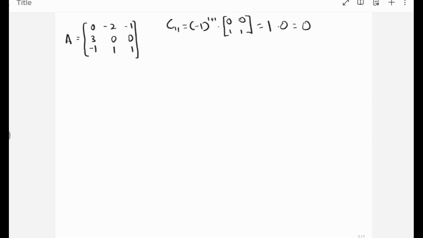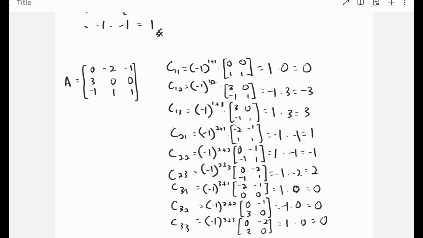Okay, and then we are going to proceed for each of these elements. So let's skip to it. So this is all the cofactor that we have calculated. You can pause the video to cross-check with your calculation later on. So now we have the cofactor. The next thing to do is to rewrite it as a cofactor matrix.